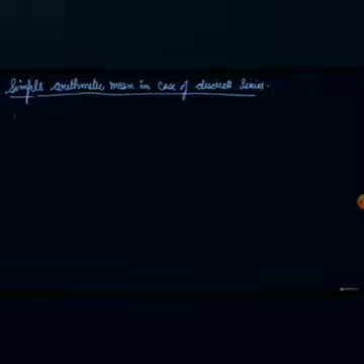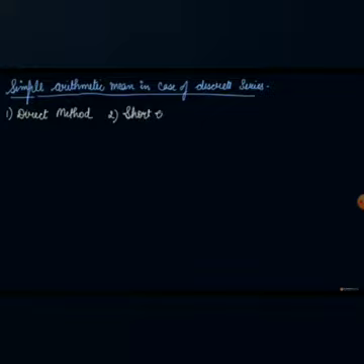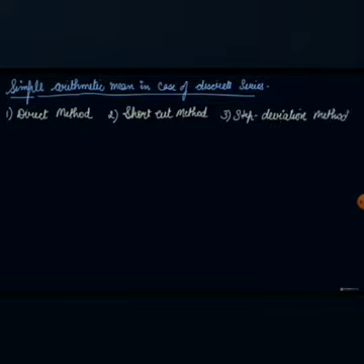In the discrete series, we have three methods: first is your direct method, second is your indirect method or the shortcut method, and the third is your step deviation method or double shortcut method. You also call this the deviation method, and this is a step deviation method. So let's understand the calculation using the direct method in case of discrete series.